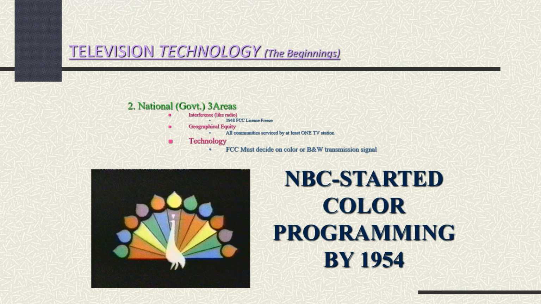And by 1954, NBC starts putting color programming onto their programming network. What they did, simply because some of the programs were in black and white, some of the programs were in color, NBC alerted the viewers of their network which programs were going to be in color at the beginning of those programs.